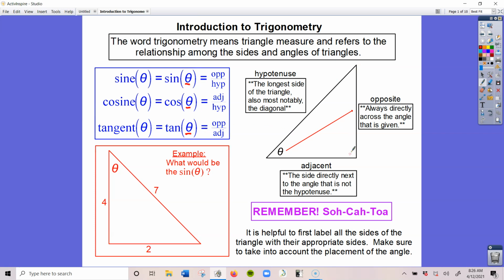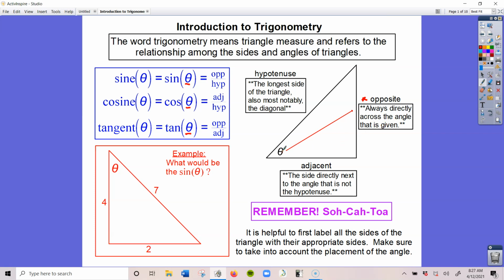So here we have this triangle. This symbol is called theta. Theta is usually used to represent a variable that represents an angle. So typically we see theta or x or any other symbol, and this represents some angle measure of the triangle. Now, if you were to draw a line directly from that angle to the side right across from it, that is always the opposite side. And as I wrote here, it is always directly across the angle that is given.